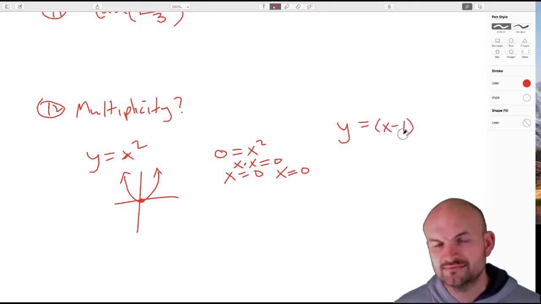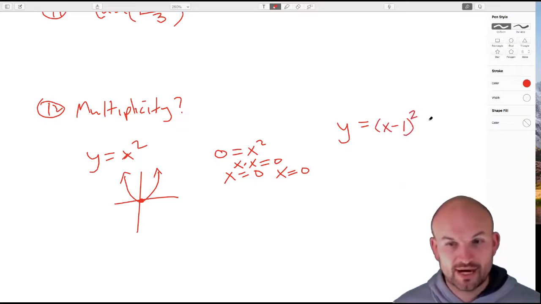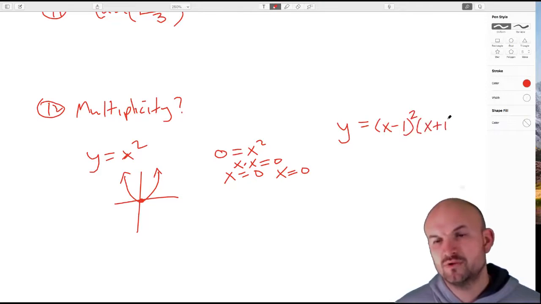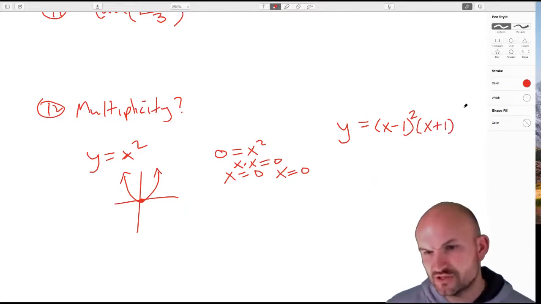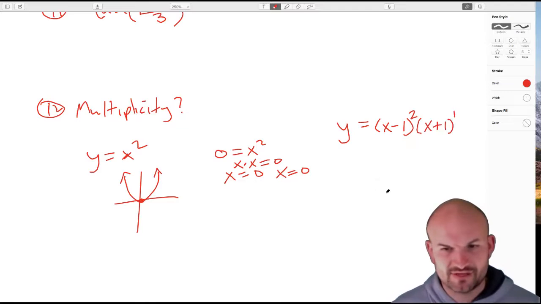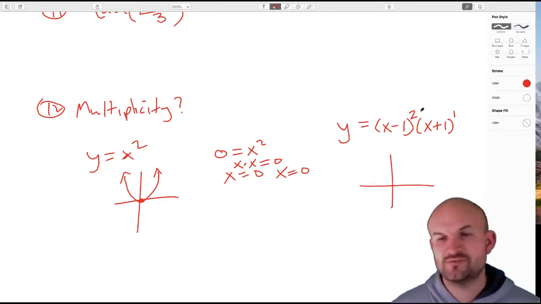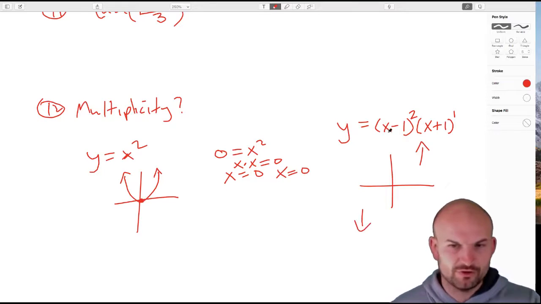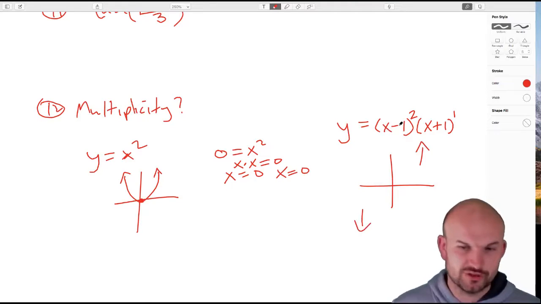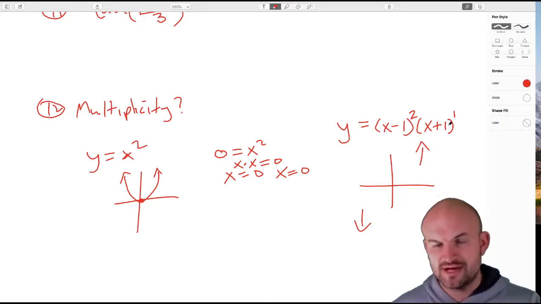Just real quick, what if I changed this to x minus 1 squared and x plus 1 to the first power? How does this look different? Well, this is going to be a cubic, so I don't want to get too much into that. We know the end behavior. If you were to multiply this out, this would be a positive x cubed, so the graph is going to fall left, rise right.